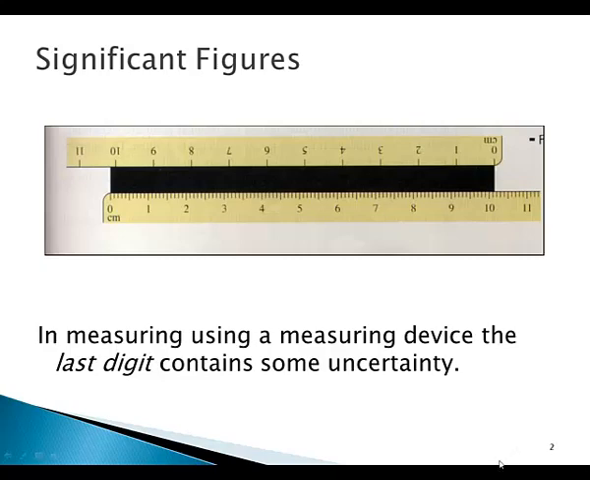In this PowerPoint video, we will discuss significant figures. A measurement contains numbers known with great certainty, except for the last digit, which has some uncertainty in it. It all depends on the measuring device.